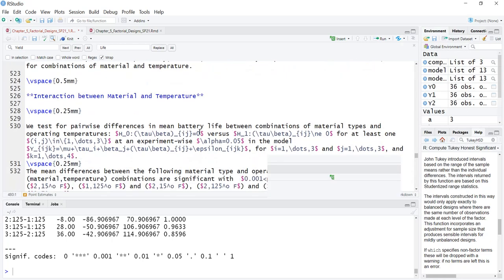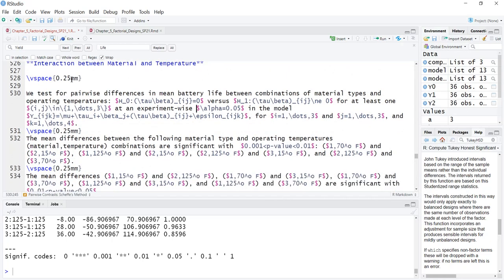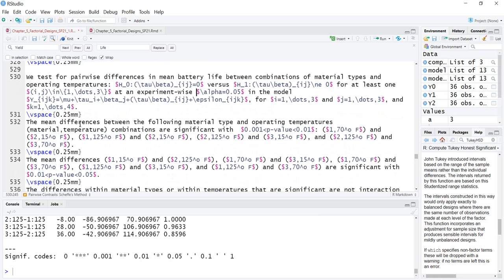And so, sorry about the display there. So for interaction, here I've given you the test, the hypothesis, and then for the actual significant differences, here's the first one with p-value between, we didn't have any 3 asterisks, so I started with the 2 asterisks here, and I put them all together, so between 0.001 and 0.01. And so I put them as combinations. Material 1, temperature 70 degrees, and material 2 and 15 degrees.